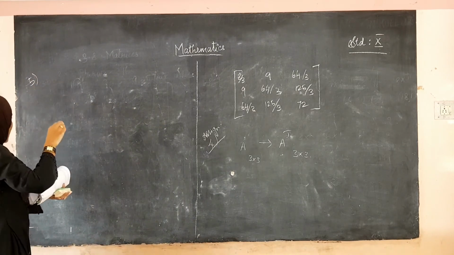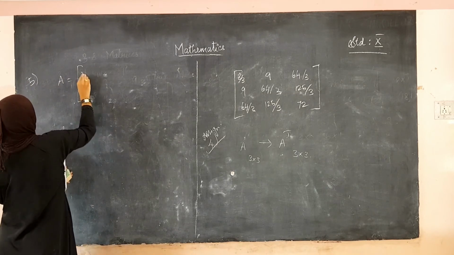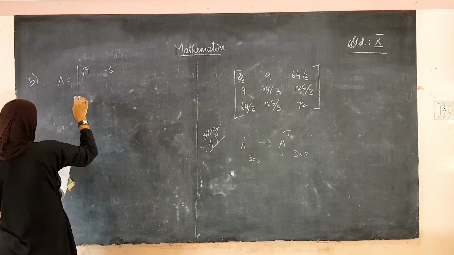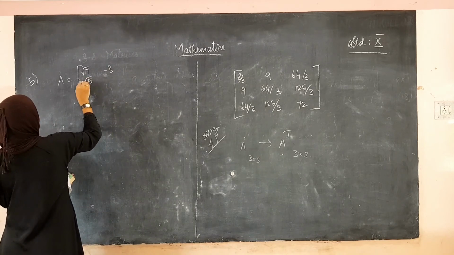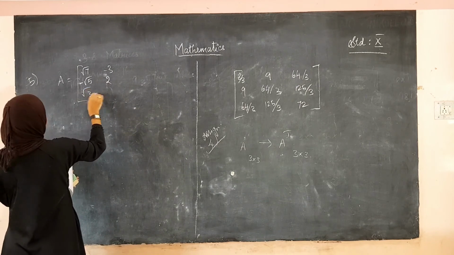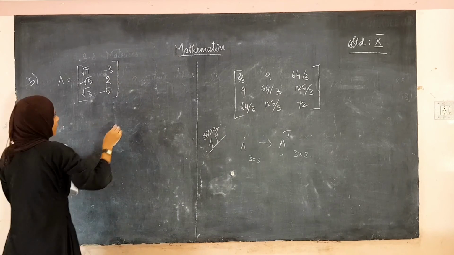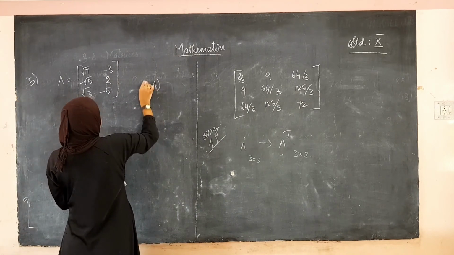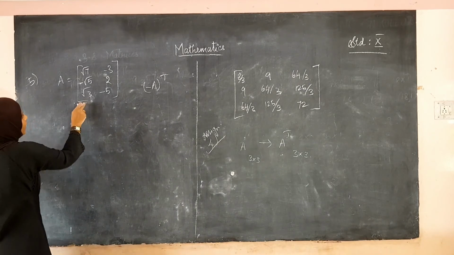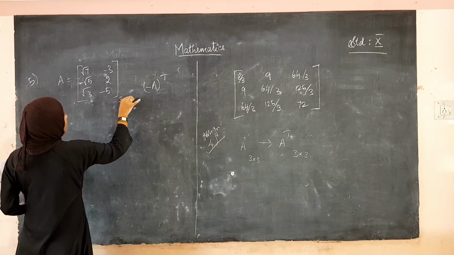So fifth sum, they have given a matrix A. What is the matrix? Root 7, minus 3, minus root 5, 2, and here it is 3, root 3, minus 5. You have to find transpose of minus A, that is you have to find minus A, the whole transpose. See, what is the order of this? It has 3 rows and 2 columns. The order is 3 cross 2.